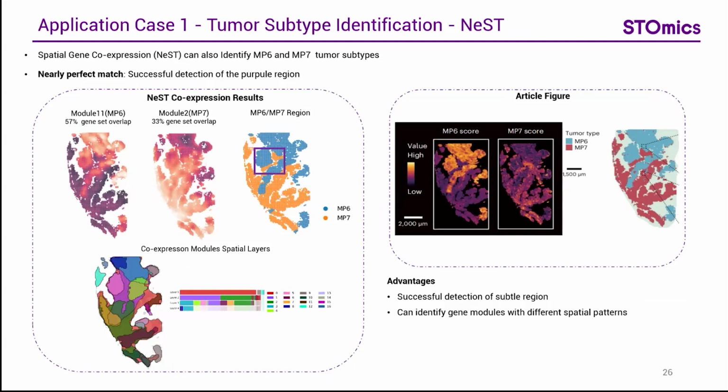Additionally, we used the NEST algorithm to achieve the same purpose. We verified its results and found a higher similarity with the regions confirmed by the single-cell data in the article. We can successfully detect the purple region with a nearly perfect match. Compared to hotspot, NEST identified fewer co-expression gene modules, but was able to recognize different spatial patterns and classify them into more subdivided regions and layers, consistent with the previous evaluation results.